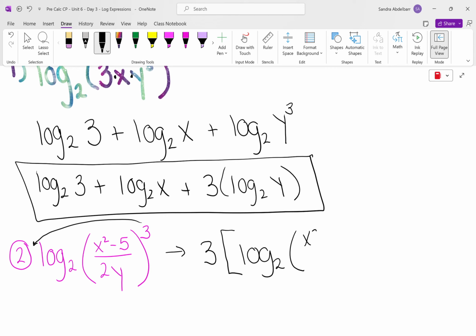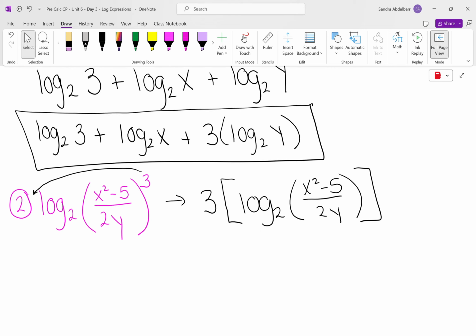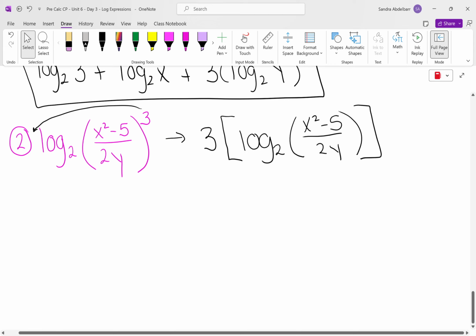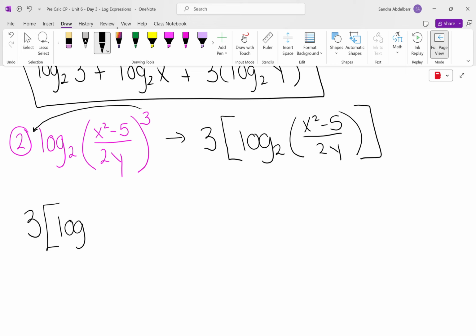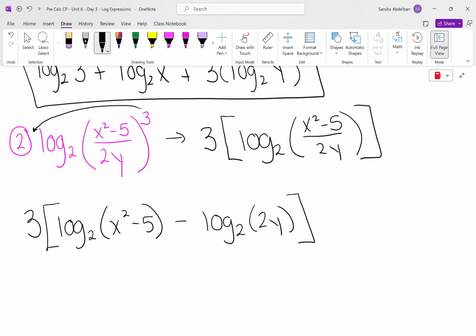And then I'm going to go step by step here. I have log base 2 of (x squared minus 5) over 2y. What do you think I'm going to do with that division in my argument? I got to change it to log subtraction. So now we have 3 times the quantity of log base 2 of (x squared minus 5) minus log base 2 of 2y.